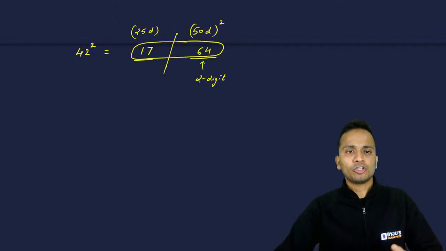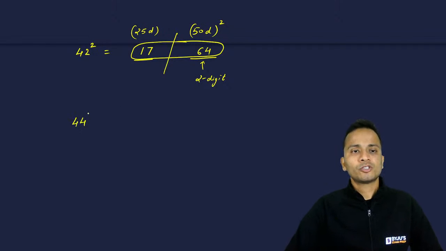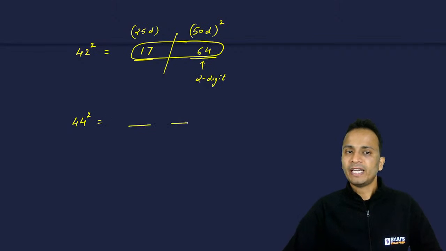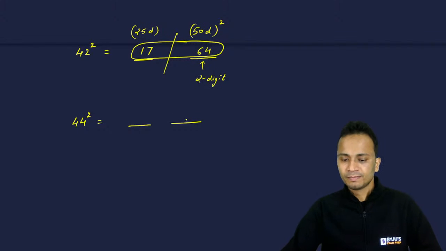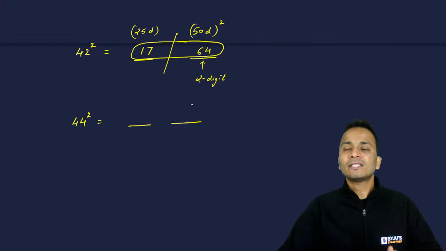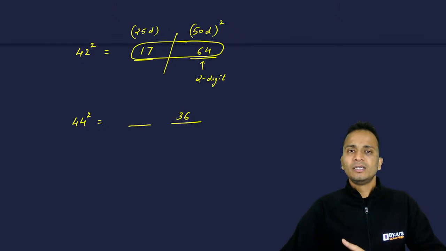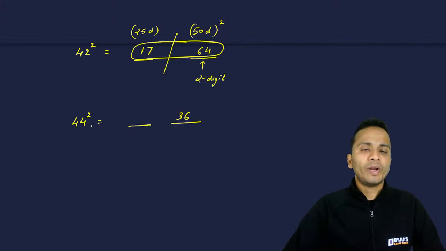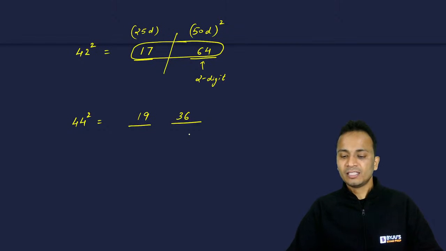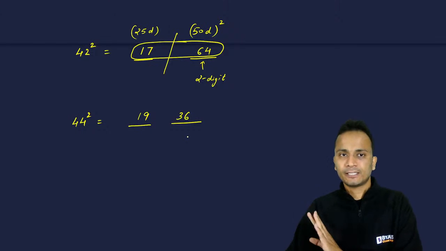Let's look at one more question. 44 square. Okay, be patient, we'll be doing it slowly and steadily. Dividing it in two parts. First of all, on the right hand side, the difference of the number from 50. What is the difference? 6. Square of 6 is 36. No carry forward. Now the next step, difference from 25. The difference of this number from 25 is 19. Write 19 as it is. So the final answer will be 1936.